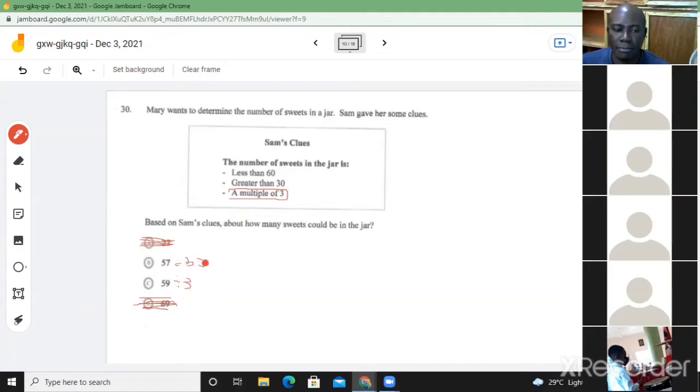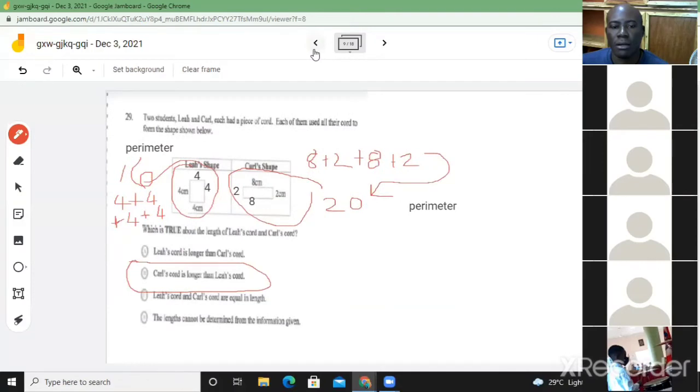What was number 29's answer? Oh, I would have to look back. Carl's card is longer than Leah's card.